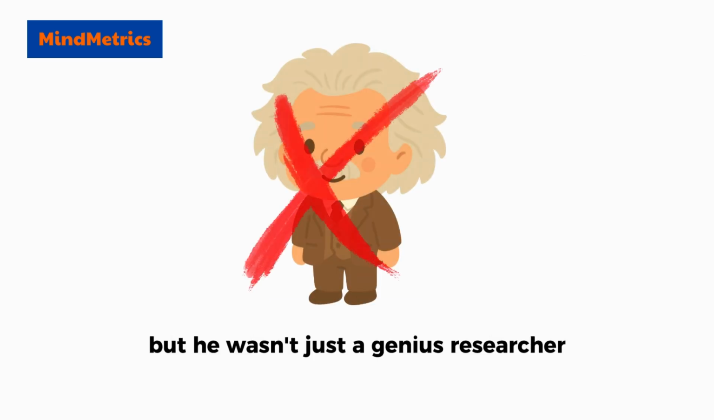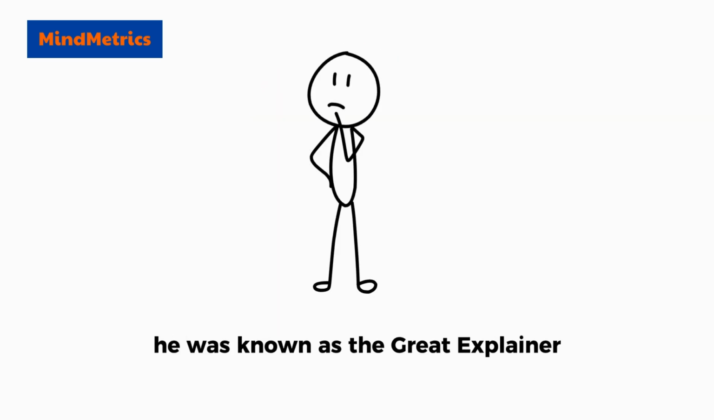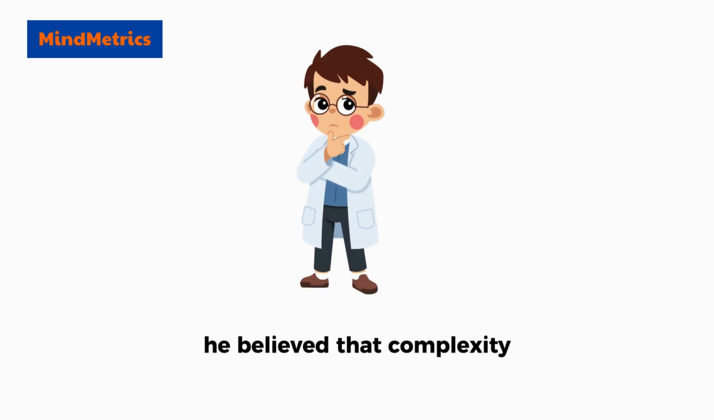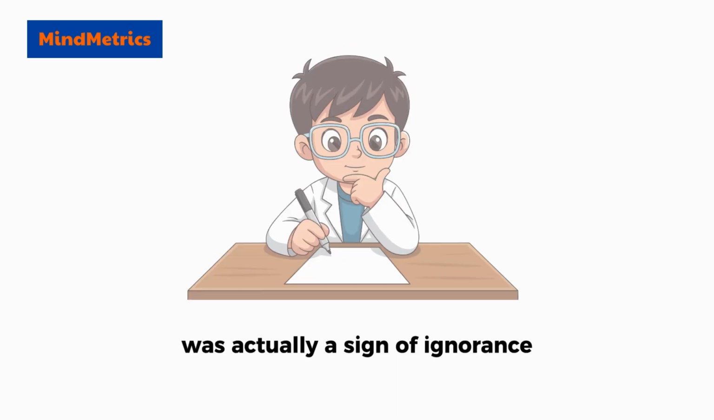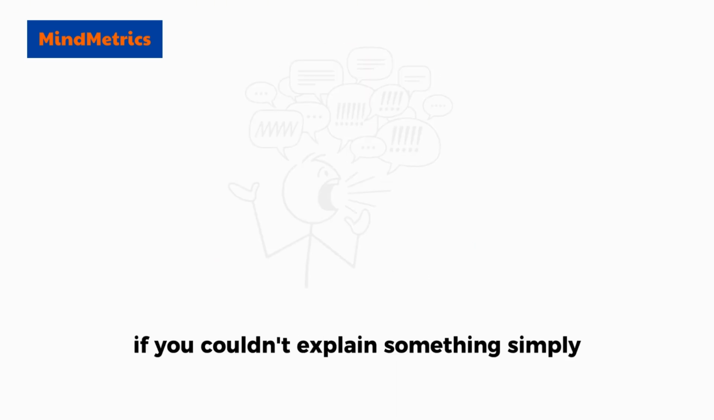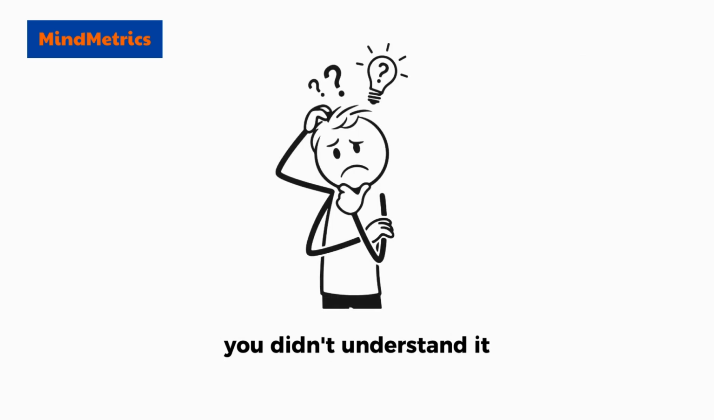But he wasn't just a genius researcher. He was known as the Great Explainer. He believed that complexity was actually a sign of ignorance. If you couldn't explain something simply, you didn't understand it.